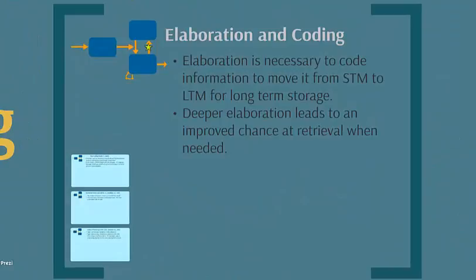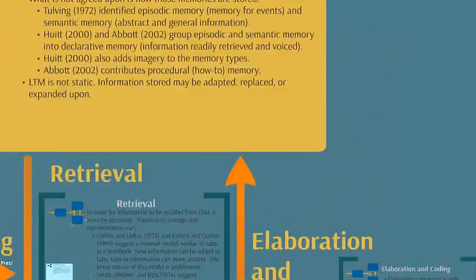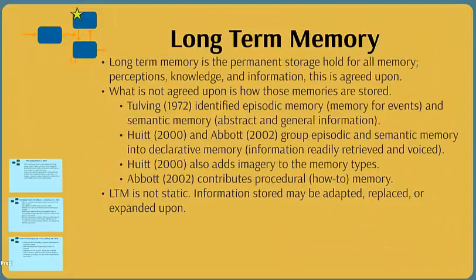Elaboration and coding. Elaboration is necessary to code information to move it from short-term memory to long-term memory for long-term storage. Deeper elaboration leads to an improved chance at retrieval when needed. Long-term memory. Long-term memory is the permanent storage hold for all memory, perceptions, knowledge, and information.